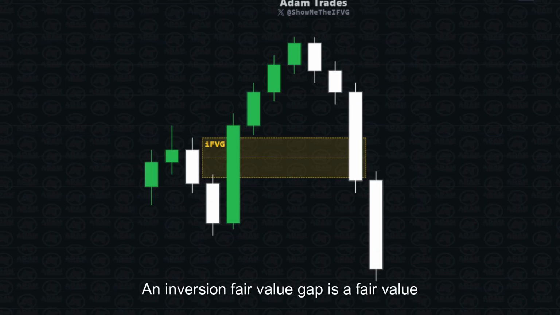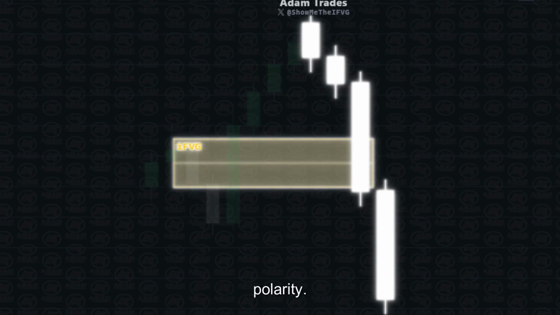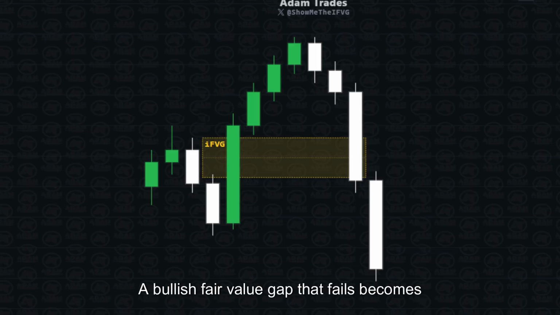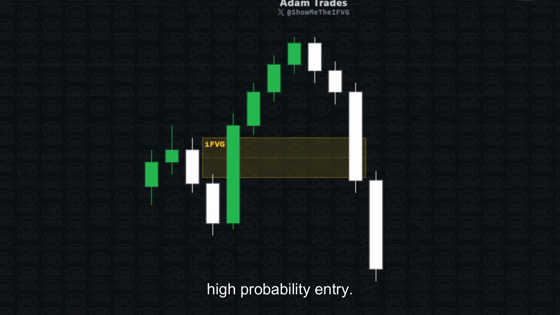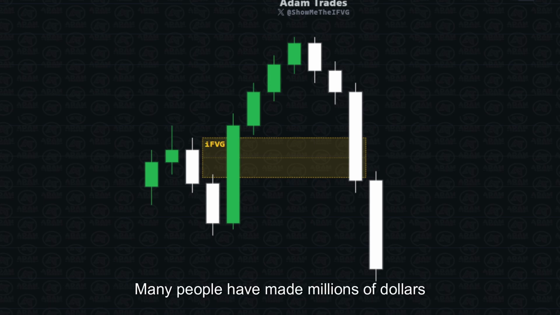An inversion fair value gap is a fair value gap that gets traded through and then flips polarity. A bullish fair value gap that fails becomes resistance, a bearish one that fails becomes support. This matters because it confirms a shift in order flow and turns a failed level into a high probability entry. Many people have made millions of dollars off of inverted fair value gaps alone.